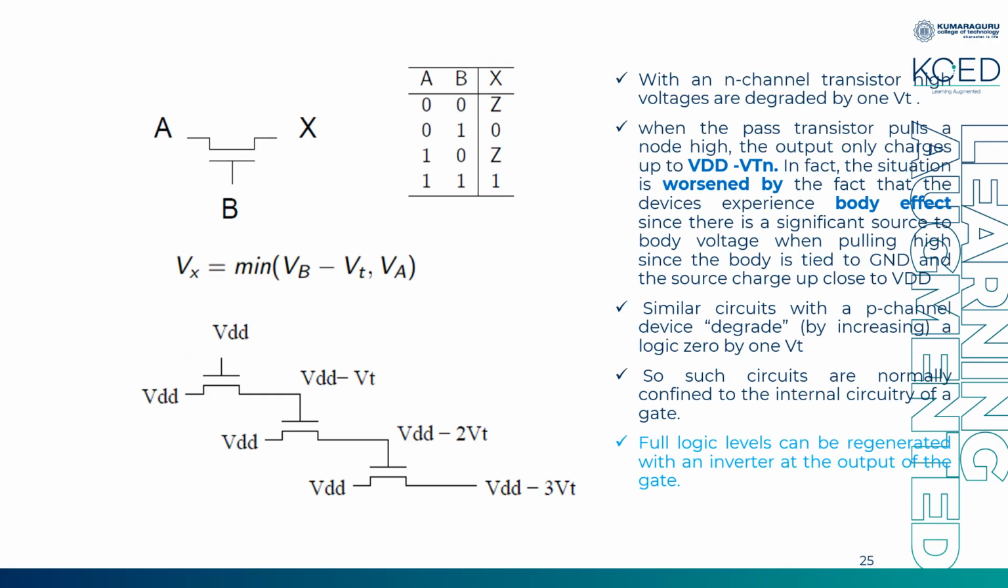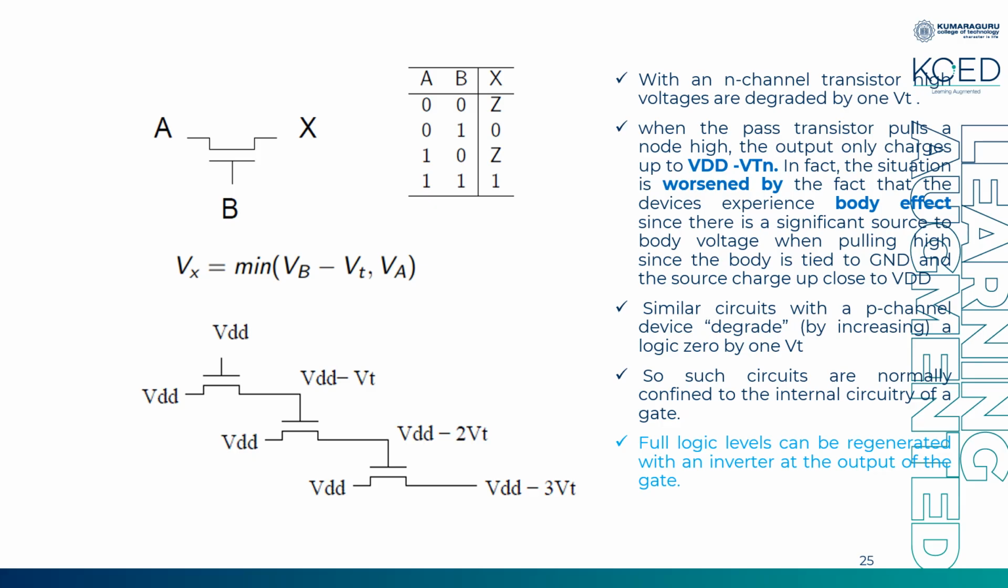So this is a pass transistor. Your B is a control signal, A is the input and X is the output. And with the N channel transistor, high voltages will be degraded by 1 threshold, which you have seen in the first slide when we were justifying why it cannot pass a strong 1. So whenever I give a high voltage, it will be degraded by 1 threshold.